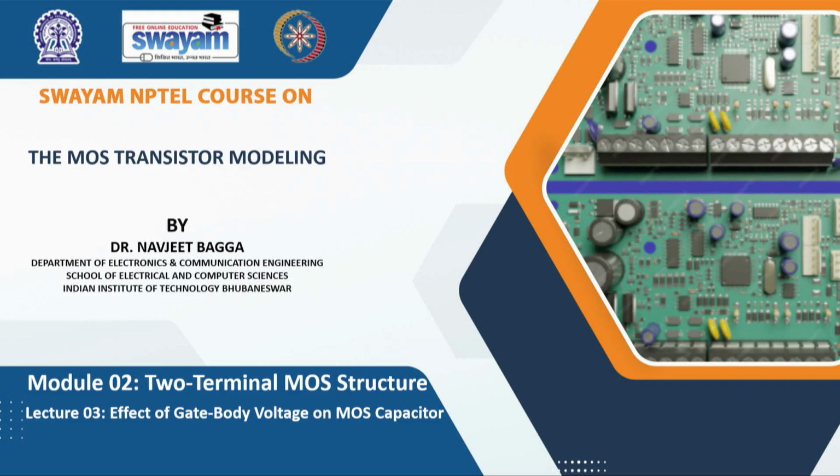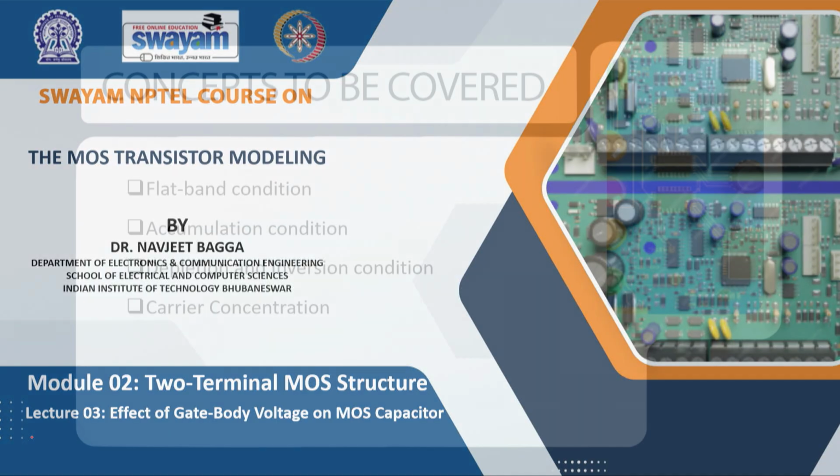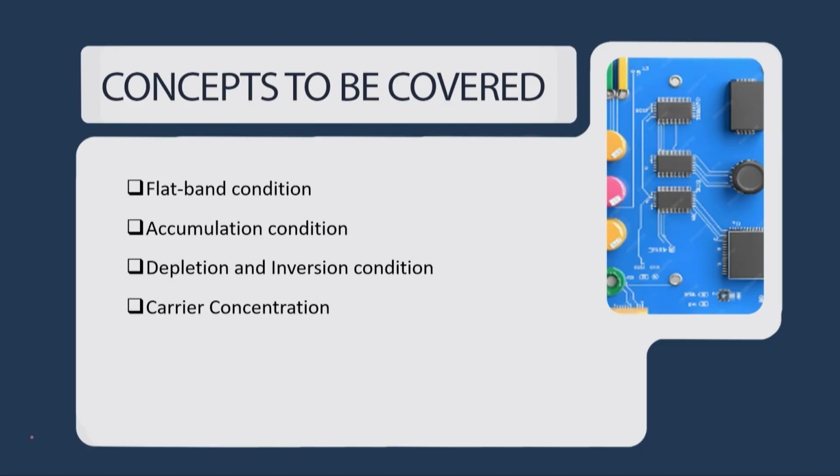We are in module 2, which is the two-terminal MOS structure. In this video, we will discuss the impact of the gate-body voltage when you connect it across the MOS capacitor. We will see the different conditions of operation of the MOS capacitor, meaning you have a MOS capacitor like this: a metal plate, an oxide and a semiconductor.